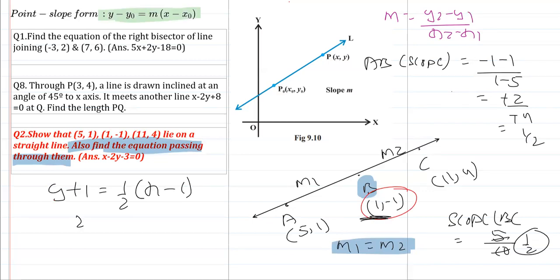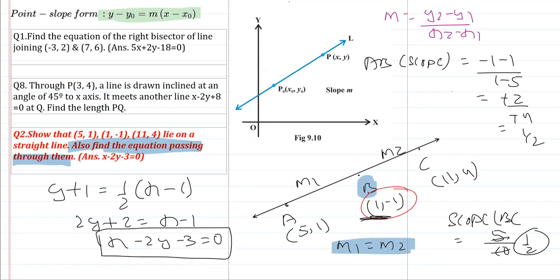Then by cross multiplication, we get 2y plus 2 is equal to x minus 1. Now, keeping all of them on the same side in standard form, it will give x minus 2y minus 3 equal to 0. So this is how we got the equation of this line.